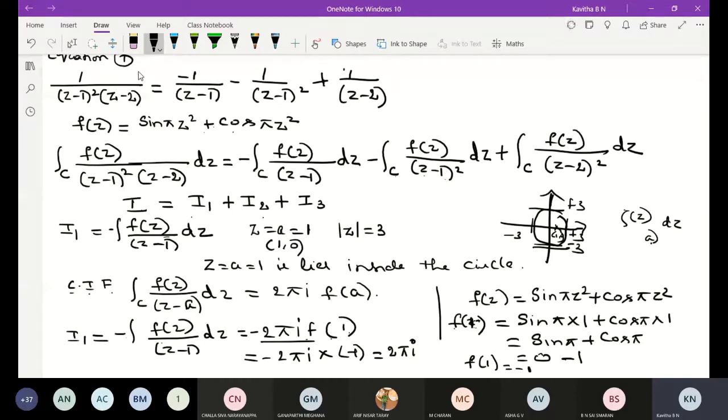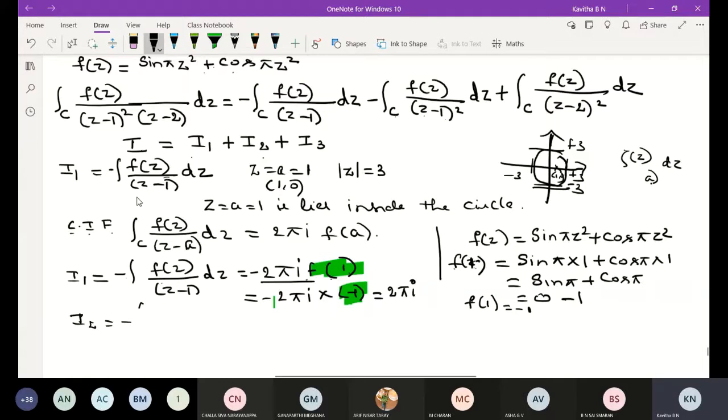Any doubt in this one? Write down neatly. Find out f of 1. F of 1 is minus 1. Then in place of f of 1, substitute minus 1. Minus into minus is plus 2 pi I. Now for I2, we have to apply generalized Cauchy's integral formula.